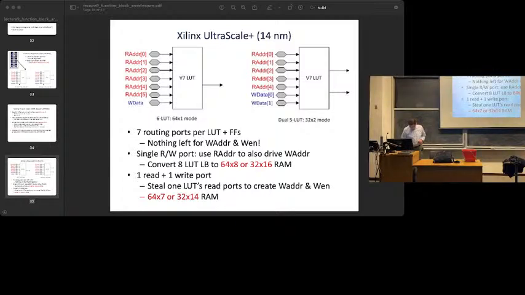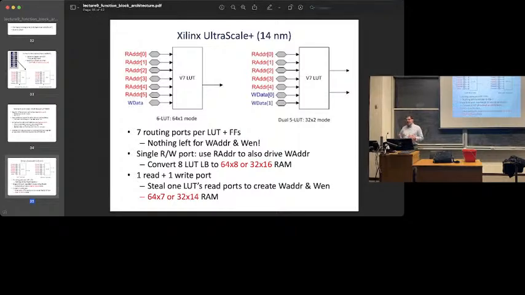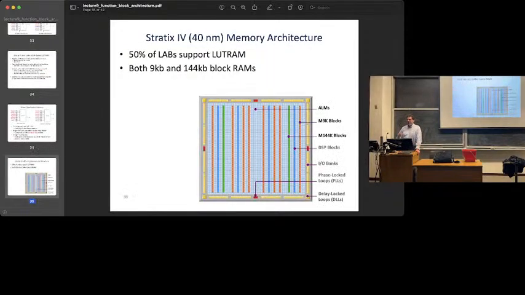They can still do a 64 word by 7-bit wide LUT RAM, or if they use it in 5 LUT mode, they can do 32 word by 14-bit. So they lose 1/8 of the theoretical capacity, but they avoided adding routing ports, so it's, again, a pretty clever solution. Does that make sense? Okay, so that's kind of the building blocks.